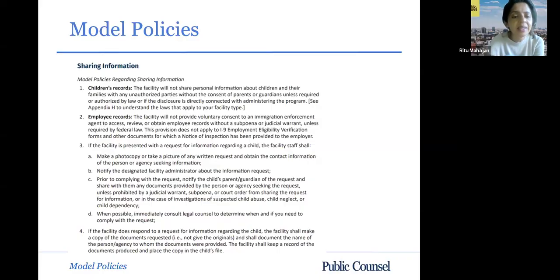And again, this just provides a process that you can follow if someone asks you for information about a child or your staff. So again, you shouldn't just be handing over the information, right? You should make a copy of who's asking for it, and have an administrator at your program that you make aware of the request for the information. You contact a lawyer before you comply with any legal request for the information. So you have a process in place that you're following.